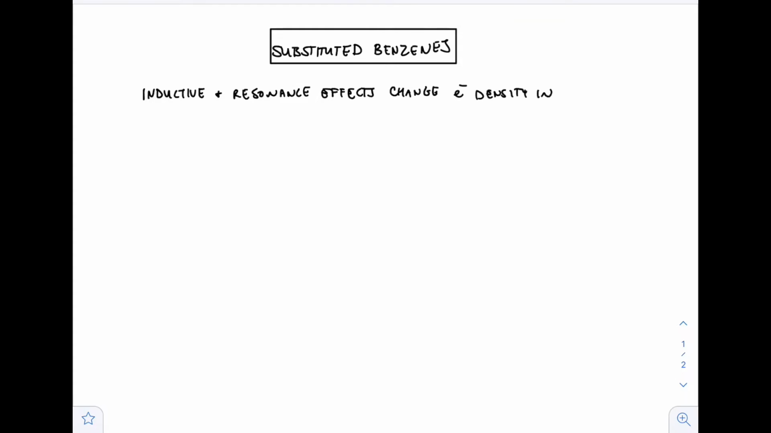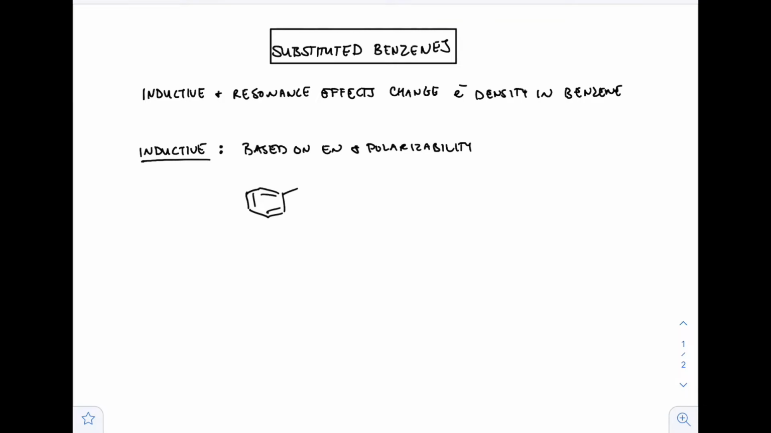So the effects that we need to talk about are inductive and resonance effects. So they change the electron density in the benzene ring, right? We know these concepts, so this should be easy to follow. But basically the inductive effect is based on the electronegativity and the polarizability of the substituent. Okay, so let's go ahead and draw something out for you.